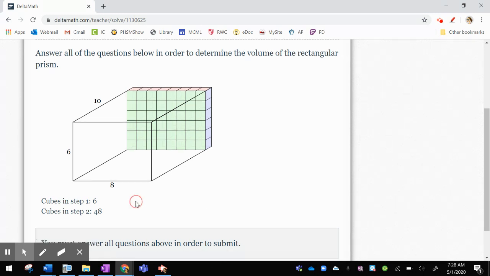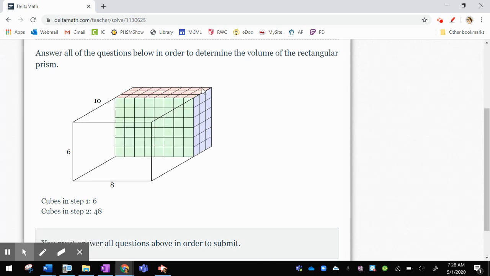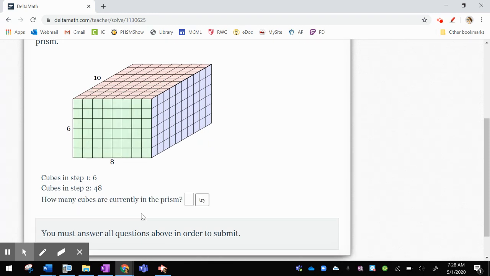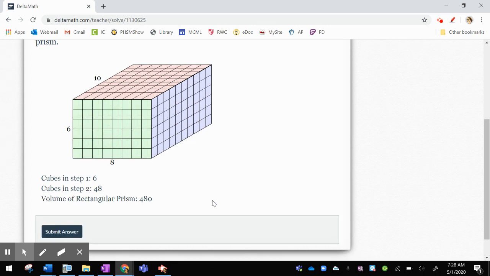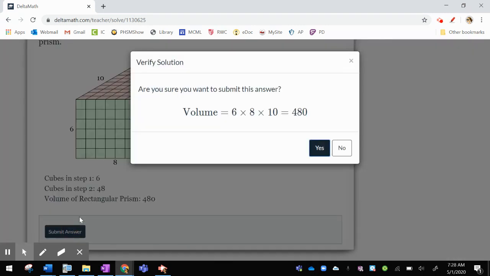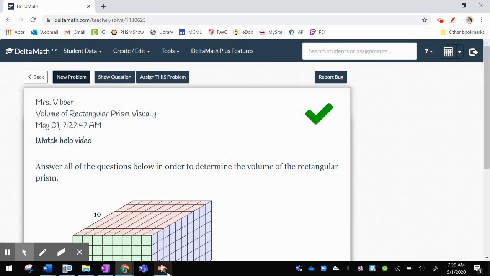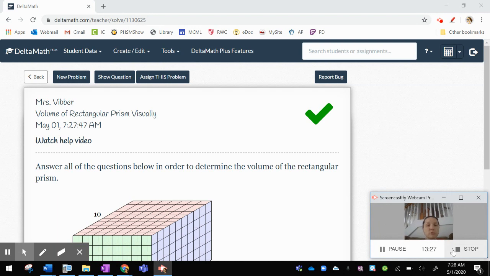And then it says press play again. And now we're going to fill it. And when we fill that up, now we have 6 times 8 times 10, which is 480. And if I press try, it says the volume is 480. I agree. And I got that one right. So that is what you are doing with area and volume this week. Good luck.